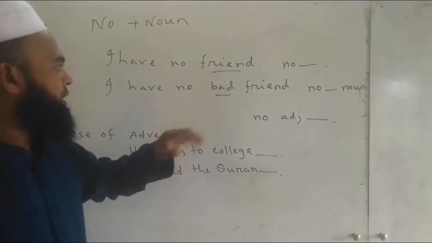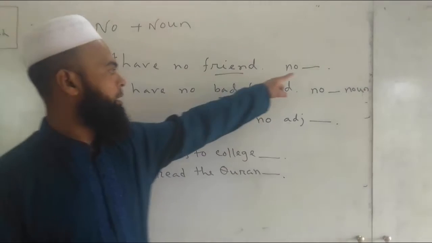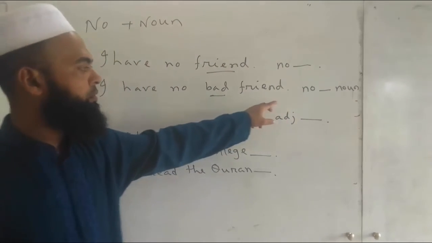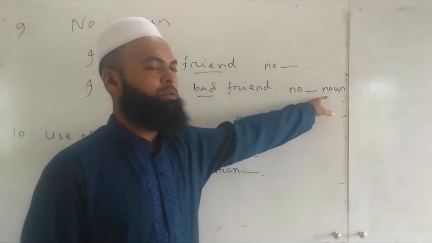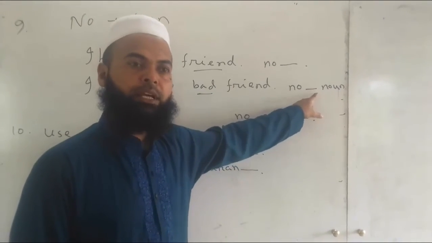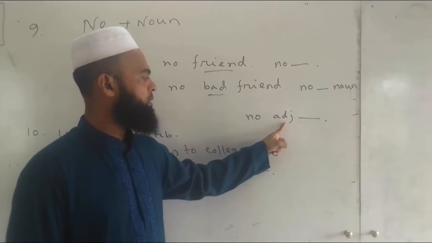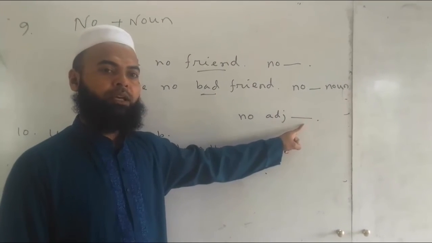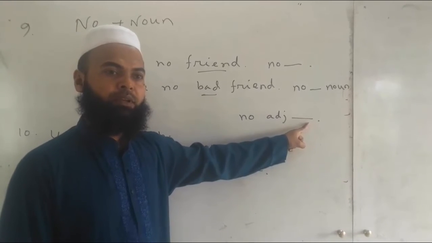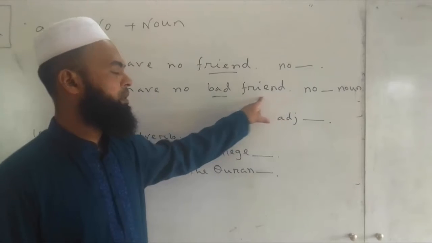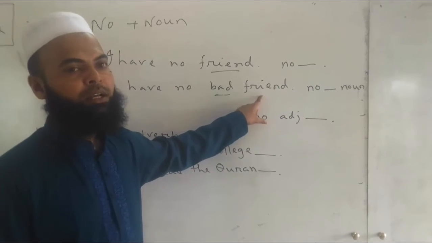I repeat the point again. If you find a gap after "no," you will write only a noun. But when you find a gap between "no" and a noun, you will write an adjective in the gap. But when you find "no," an adjective, then a gap, you will write a noun in the gap.